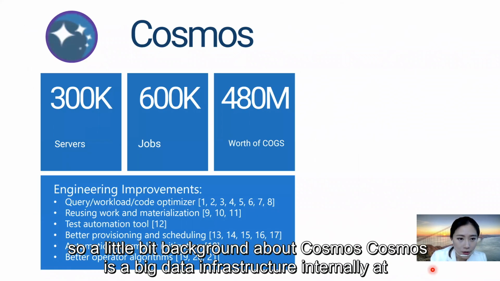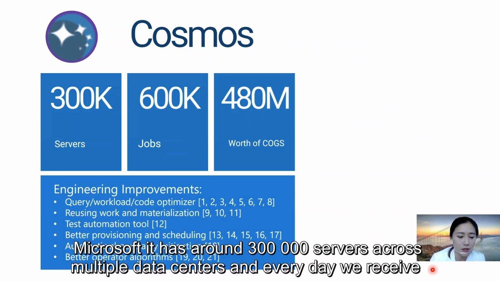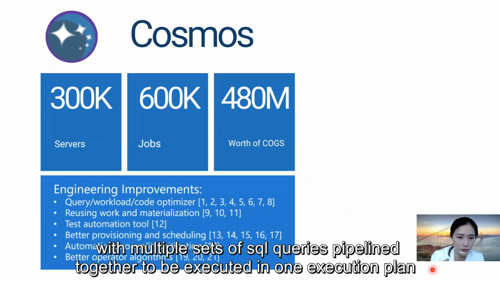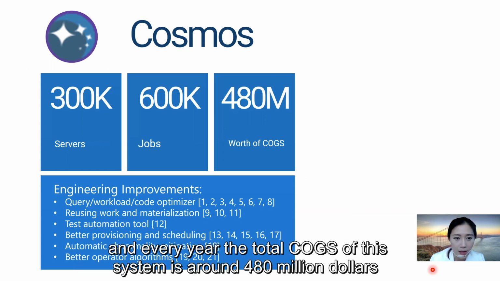So a little bit of background about Cosmos. Cosmos is a big data infrastructure internally at Microsoft. It has around 300,000 servers across multiple data centers. And every day we receive approximately 600,000 jobs from customers. Those jobs are usually submitted in a script with multiple sets of SQL queries pipelined together to be executed in one execution plan. And every year, the total cost of this system is around $480 million.